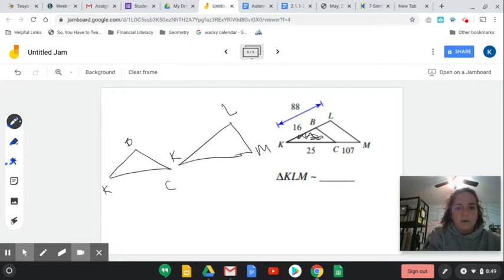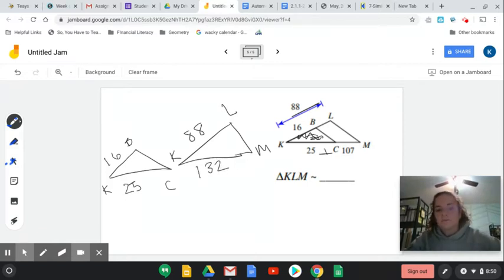All right, so we know from K to B it's 16. Don't know anything about B to C. K to C is 25. K to L is this 88. K to M is going to be, wow, they're saying that's 107. Okay. Is 25 plus 107. So that is going to be, what is that, 132?